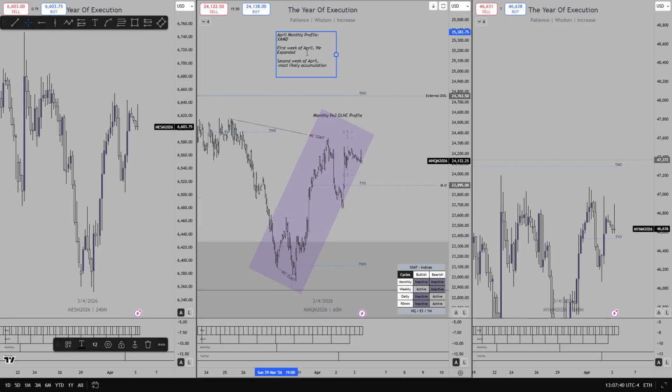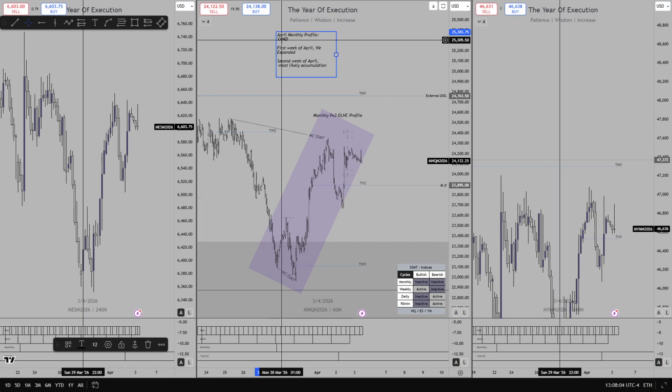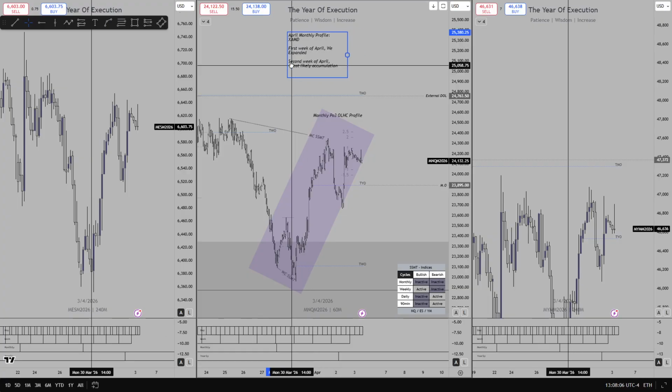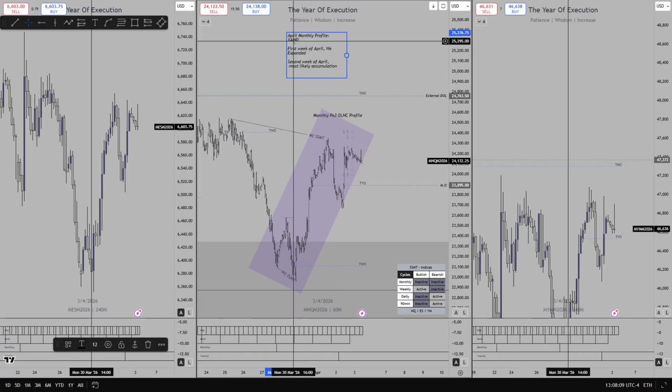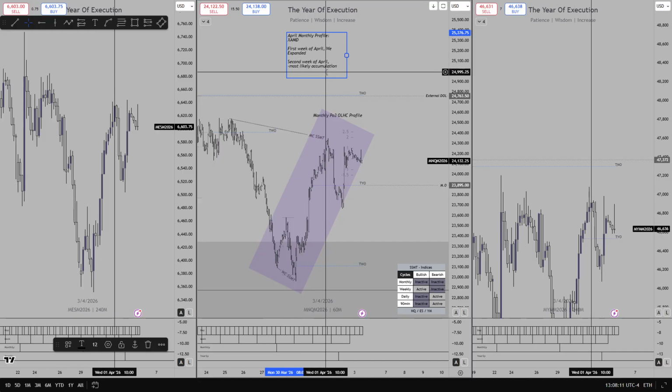I can't really do the weekly profile yet because the market hasn't opened. We don't have the first set of price action. So once the market opens, I will probably update you guys on new price action. However, the second week of April is most likely going to accumulate based off the monthly profile following XAMD. So A being accumulation, X being expansion, M being manipulation, D for distribution.